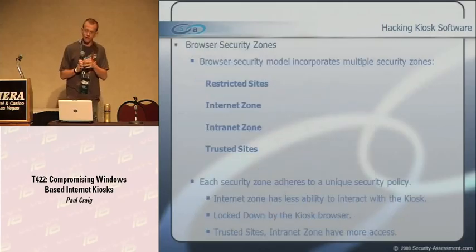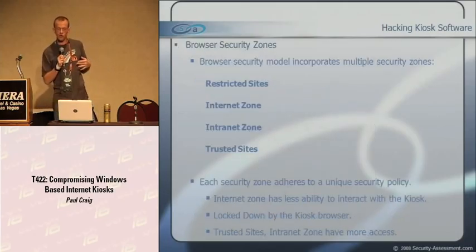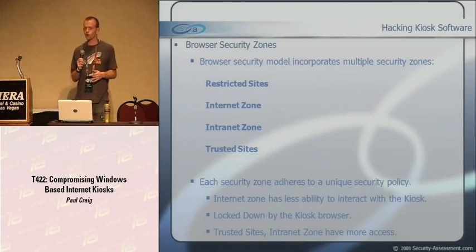Okay, browser security zones. The browser security model incorporates multiple security zones. I'm sure you're all well aware of this. We have the restricted sites zone, the internet zone, the intranet zone, and trusted sites. Each security zone adheres to a unique security policy. The internet zone has less ability to interact with the kiosk and may be locked down by the kiosk browser, but the trusted sites and the intranet zone actually have more access.